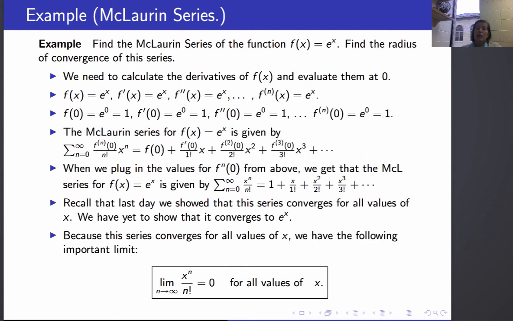Because this series converges no matter what the value of x is, we have that for every value of x, the limit as n goes to infinity of the terms of this series must be 0. So the limit as n goes to infinity of x to the n over n factorial must be 0 for any value of x.